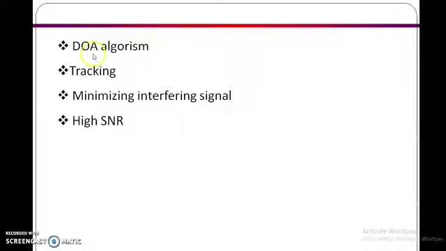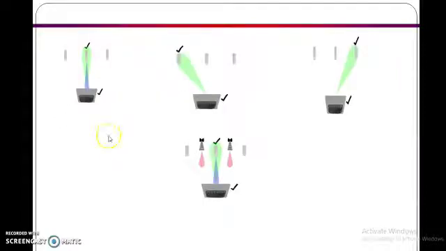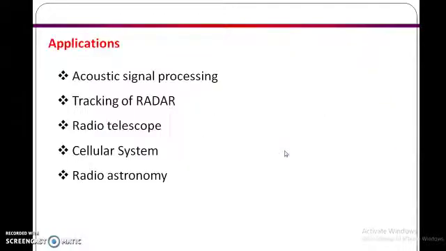The advantage is that it uses the direction of arrival algorithm. Then for tracking, it uses continuous tracking, minimizing the interference signal, and the signal to noise ratio is quite high. The beam should focus in a particular direction. By changing the phase, we can steer the beam to the desired direction, or in this direction. It can steer the beam throughout 360 degrees, we can say.